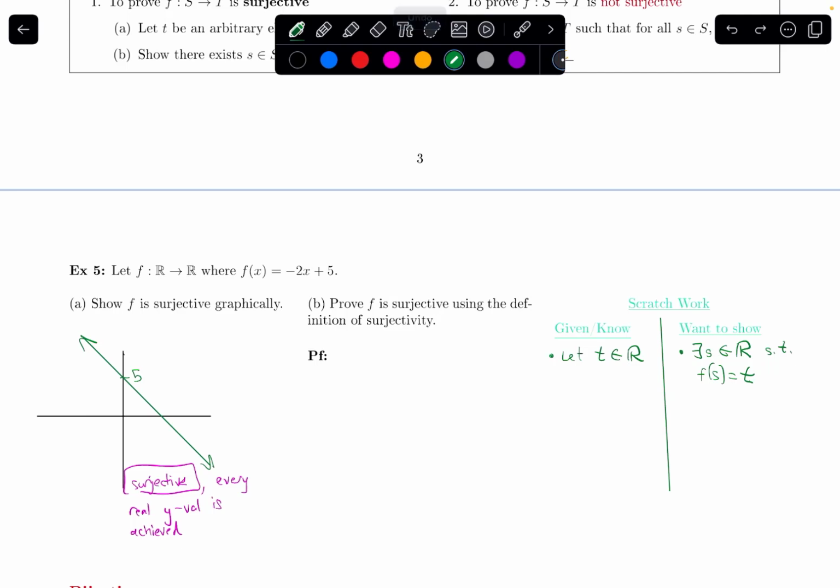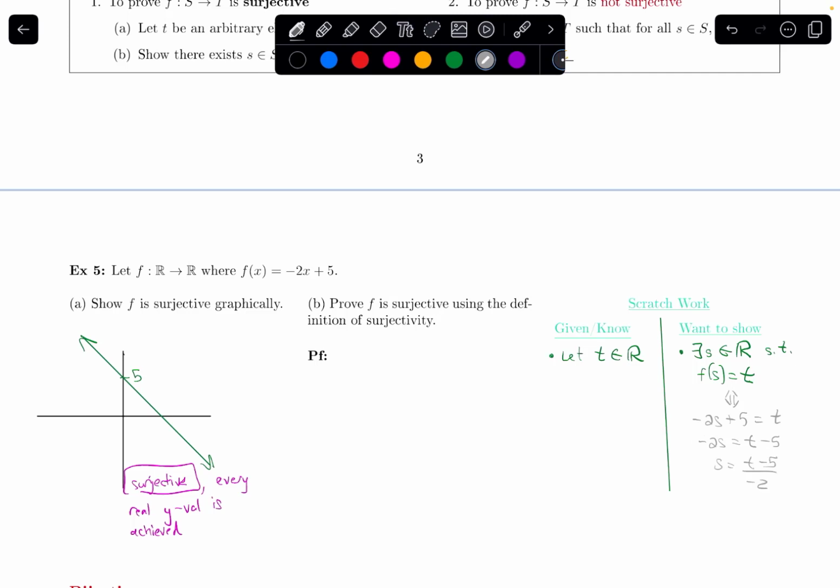So if f of s is t, that's equivalent to saying f of s, if I plug into my function, would be saying that negative 2s plus 5 equals t. So what I can do is just solve this equation to figure out what the s is that I'll need to pick. If I subtract 5, I get negative 2s equals t minus 5. And then I divide by negative 2 to get s equals t minus 5, that whole thing divided by negative 2.